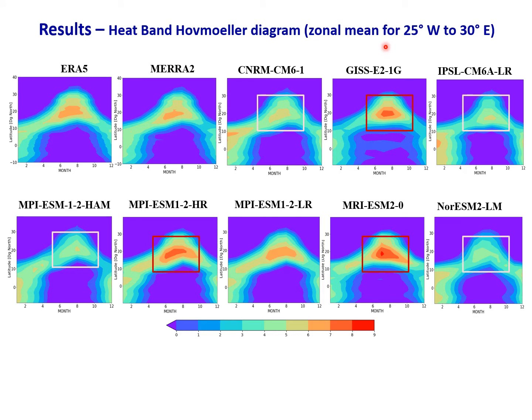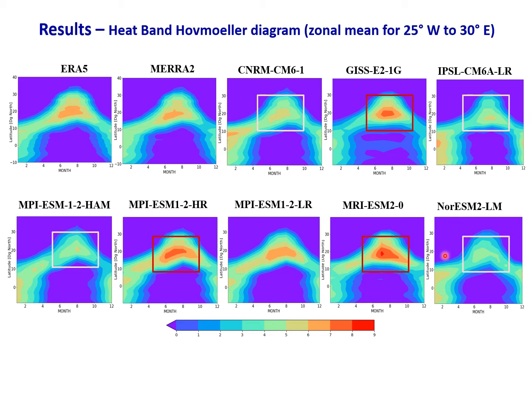These are the results for the zonal mean heat bands. In the reanalysis product, we see that higher intensity of heat bands are in the south in January and then move to the north in August with the highest intensity, and then back to the south in December. All the models are representing this dynamics as well.